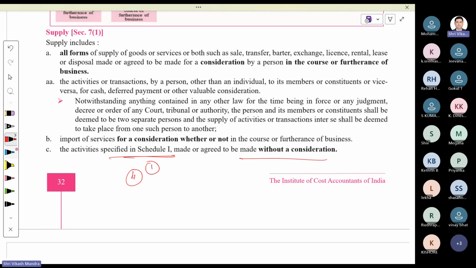The first activity they have mentioned in Schedule 1 suggests that suppose I bought a certain asset, say I bought a laptop for my business use for rupees 1 lakh.